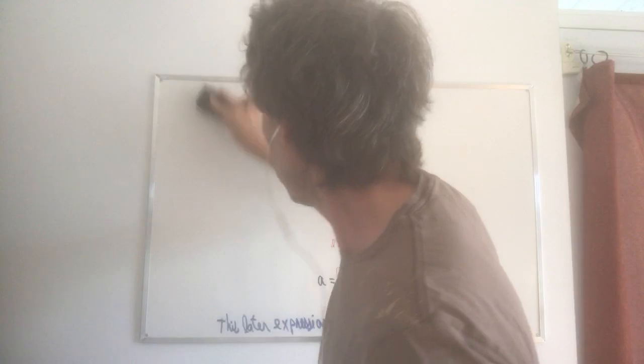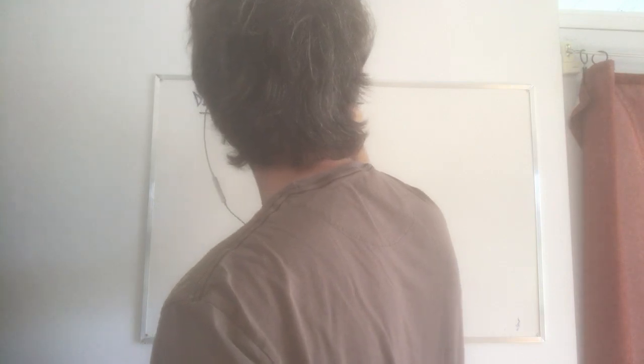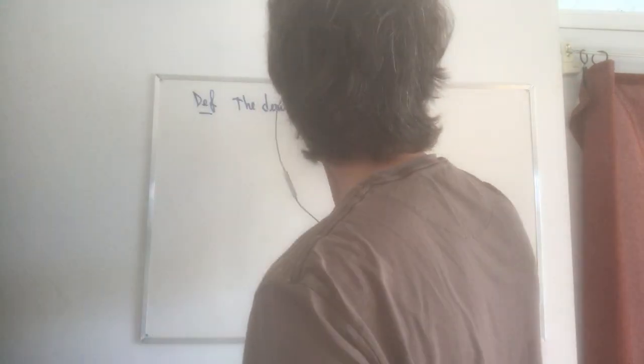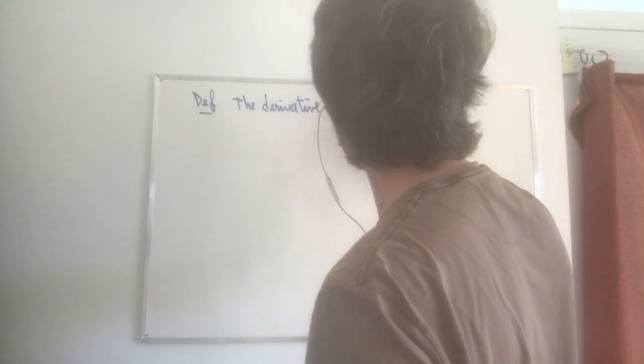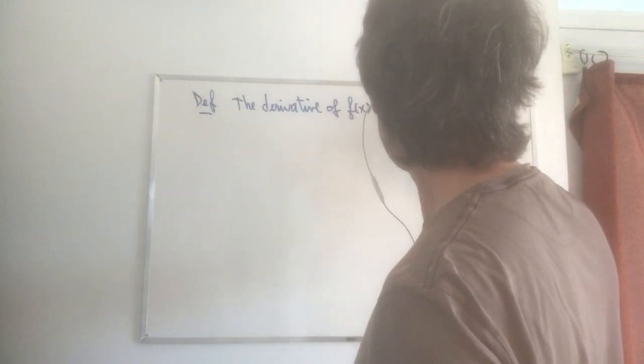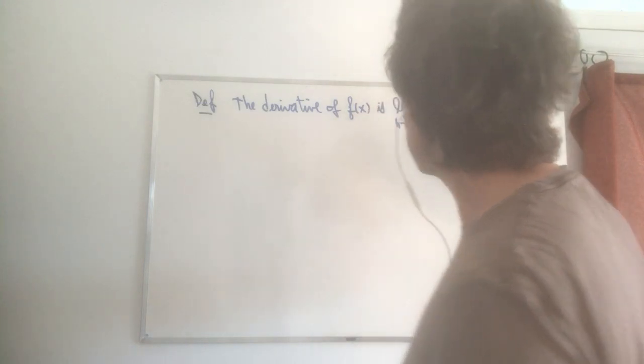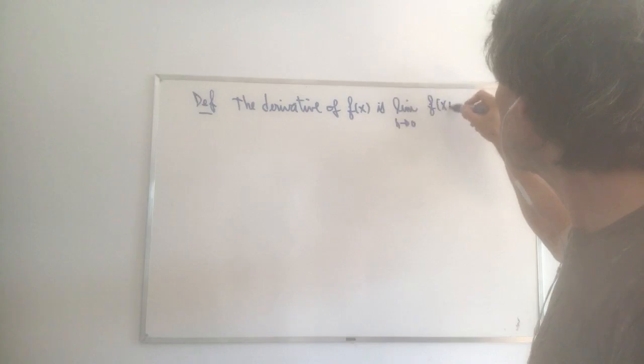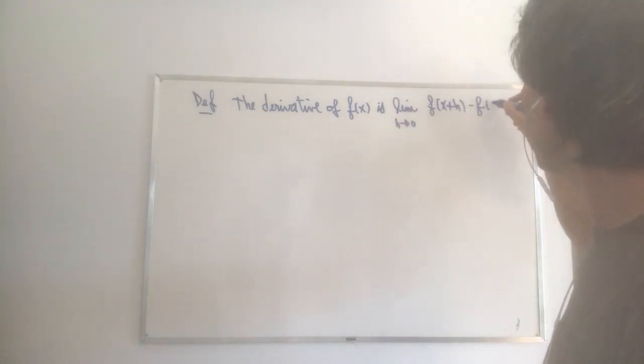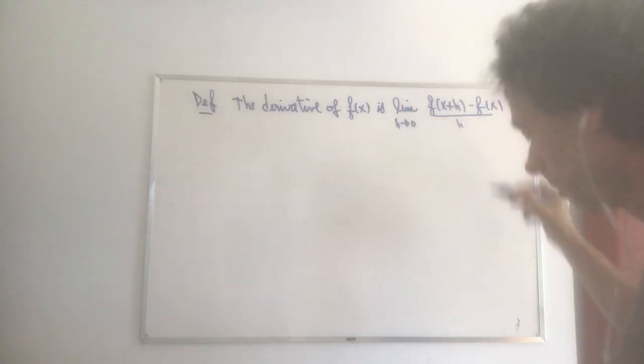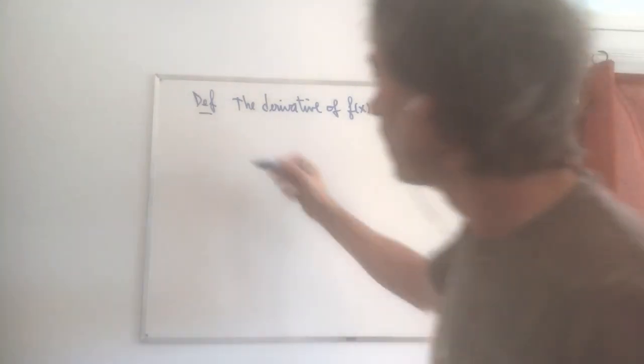Alright, all good. So I think it wouldn't hurt to see this in action in an example, so let's see if we can do this quickly. So definition, the derivative of f of x is the limit as h goes to 0 of f of x plus h minus f of x all over h. A little bit of notation.